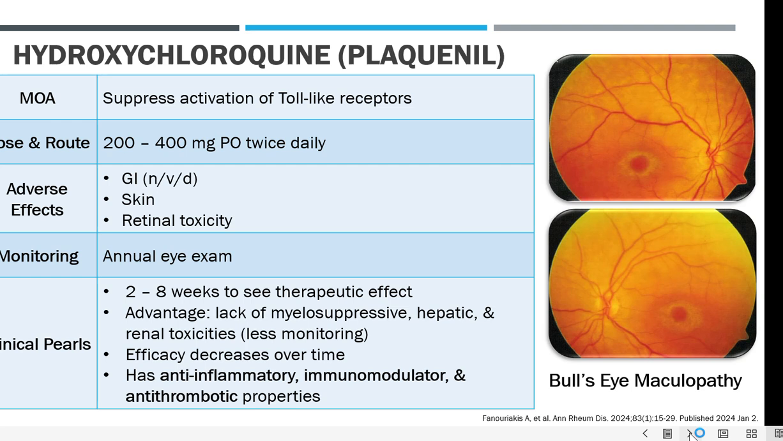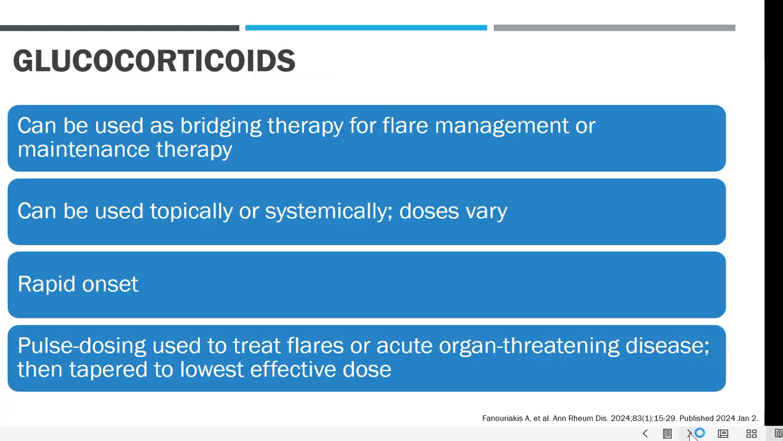So just briefly touching on our glucocorticoids. They can be used as a bridging therapy for flare management or maintenance therapy. As we talked about, you want to limit to less than 5 milligrams per day, prednisone equivalent, if you can, as well as trying to discontinue. Sometimes if the flare is significant enough, patients may receive IV methylprednisolone for flares. It can be used topically or systemically. It has a rapid onset, and pulse dosing is used to treat flares or acute organ-threatening disease, and then taper to our lowest effective dose.